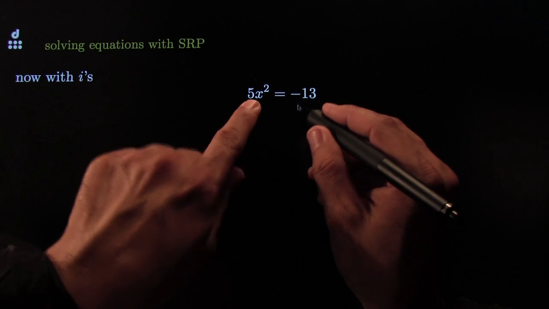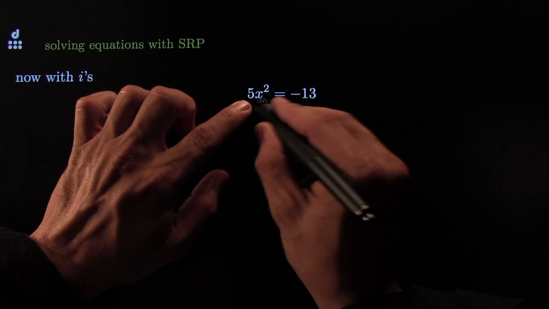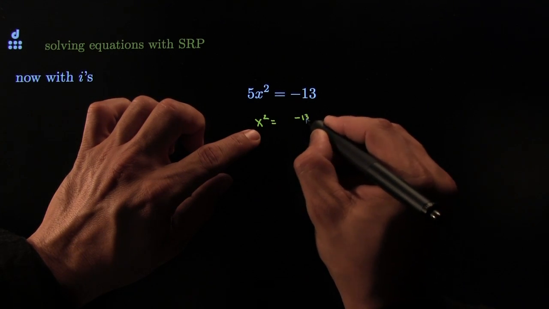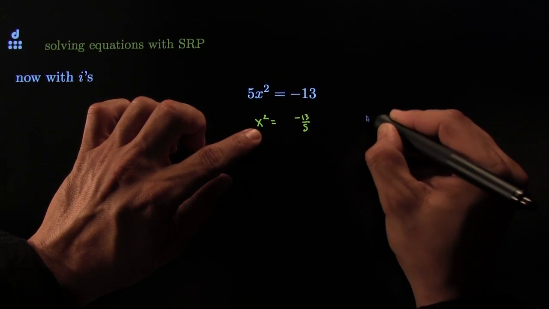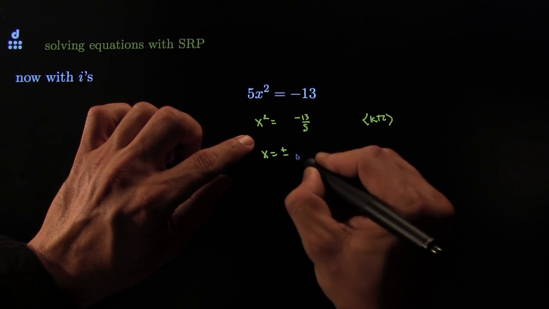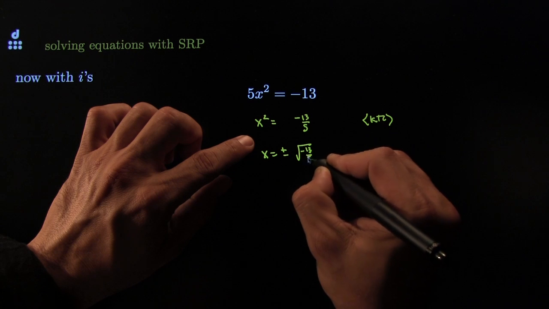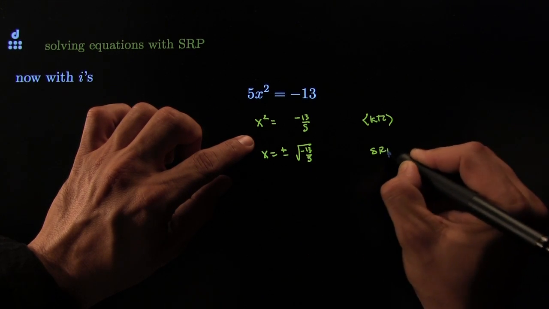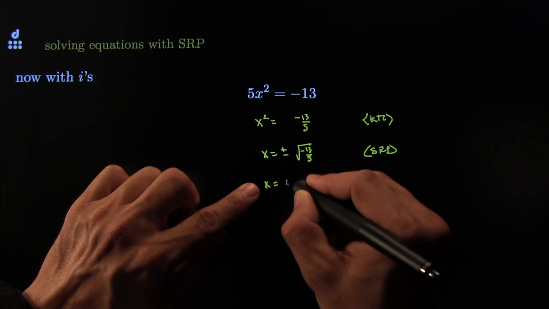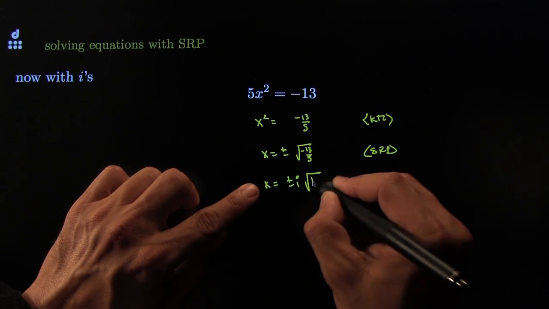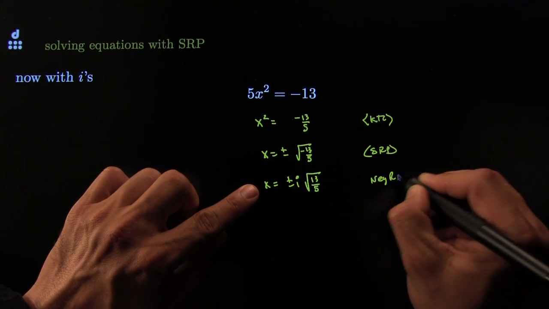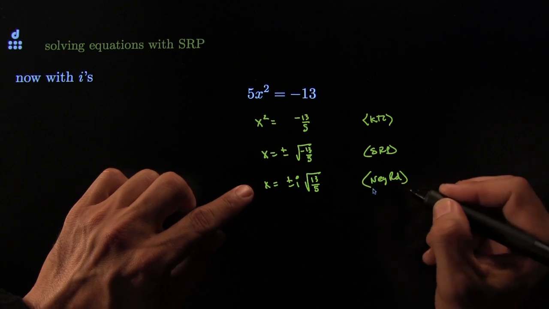Here, this one adds a little complication. That's good because it was getting boring. I could divide both sides by 5, so that would give me x squared equals negative 13 over 5. That's by kill the coefficient theorem. And then I can say x equals plus or minus the square root of negative 13 over 5. That's by square root property. And then this is really negative, so I can say this is plus or minus i times the square root of 13 over 5 by negative radical definition. There you go.